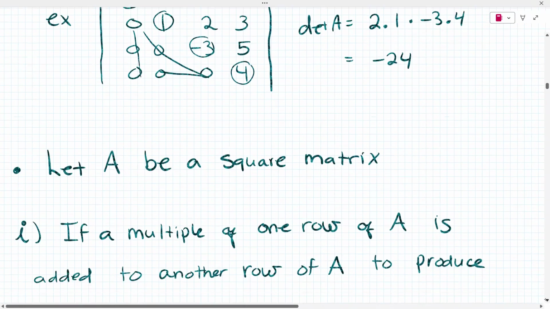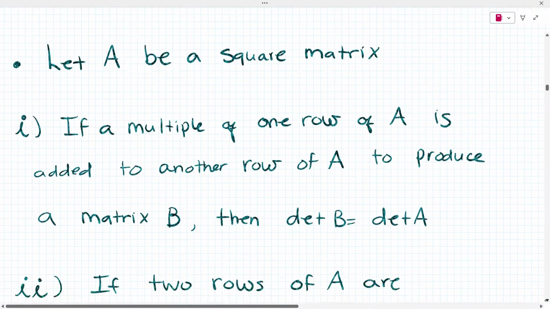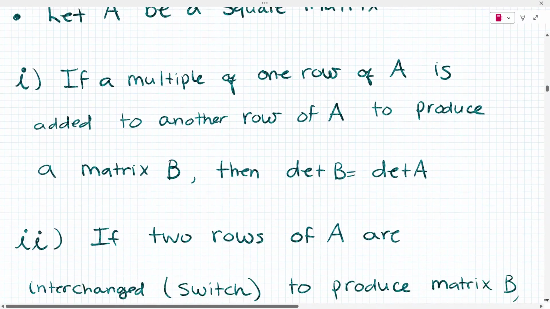Okay, so more rules. Let A be a square matrix. If a multiple of one row of A is added to another row of A to produce a matrix B, then the determinant of B is also equal to the determinant of A. So when you do row operations, right? You've done row operations before. If you add rows, like row one plus row two, meaning you don't multiply by a scalar, if you're just adding rows, the determinant of the left is equal to the determinant of the right. It just stays the same, right? The determinant does not change.